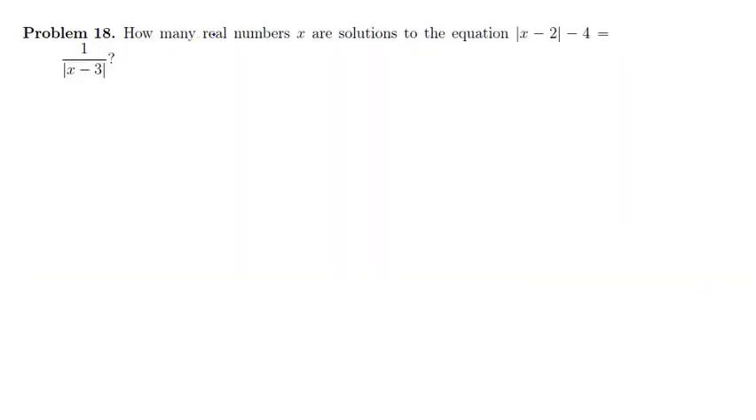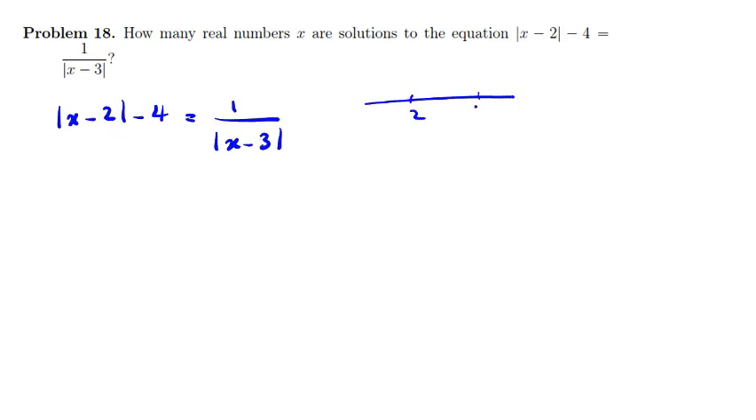Problem number 18, senior: how many real numbers x are solutions to the equation absolute value of absolute value of x minus 2 minus 4 equals 1 over absolute value of x minus 3? Because 2 is important for this, 3 is important, so we should consider these 3 intervals. x is not 3, because the denominator will be 0.